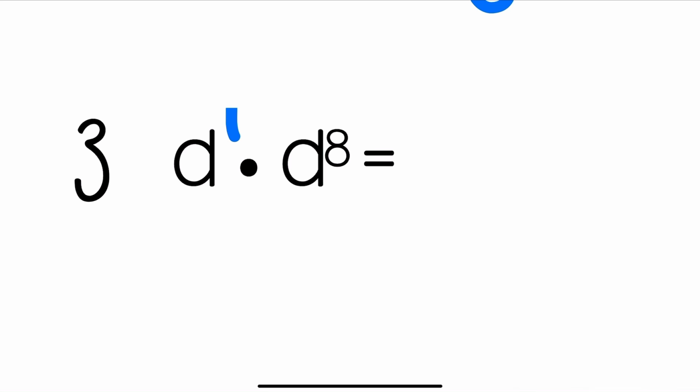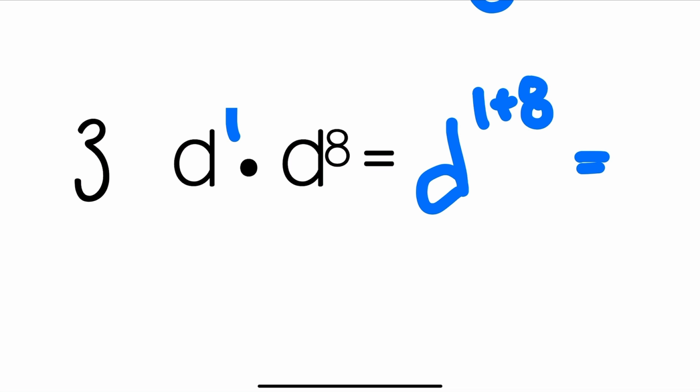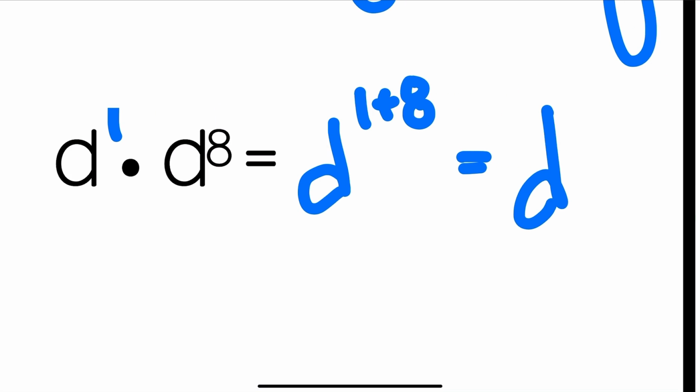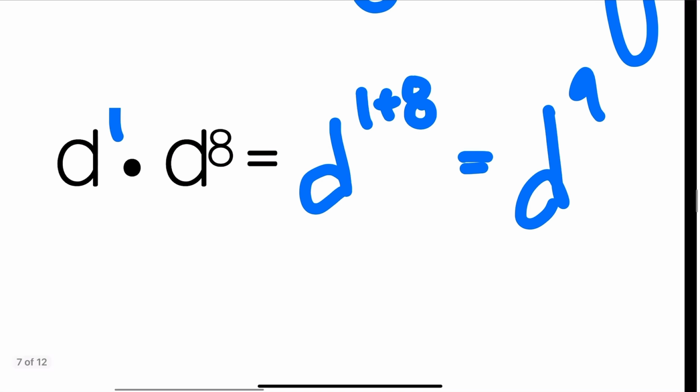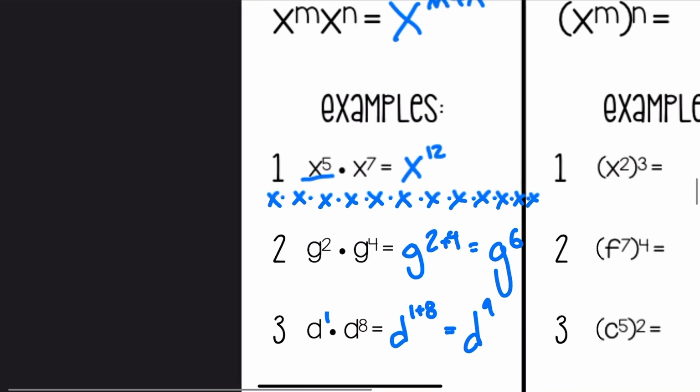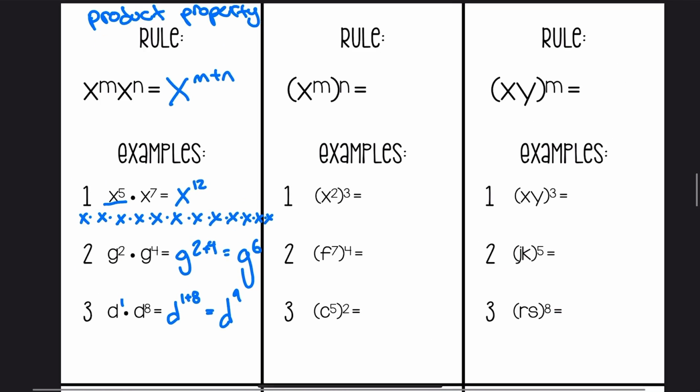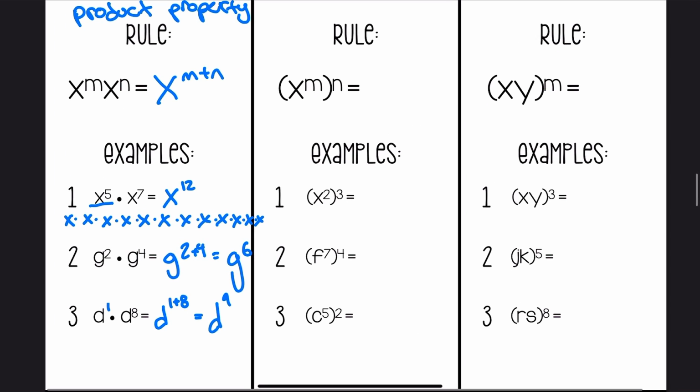Just like we have an invisible 1 out front, we also have 1 as an exponent. So let's use that rule. We had our base d, and then our exponent would be our two given exponents added together. So that'd be 1 plus 8, which is d to the ninth power, and that would be our answer. So that's basically the product property, the first one we have.